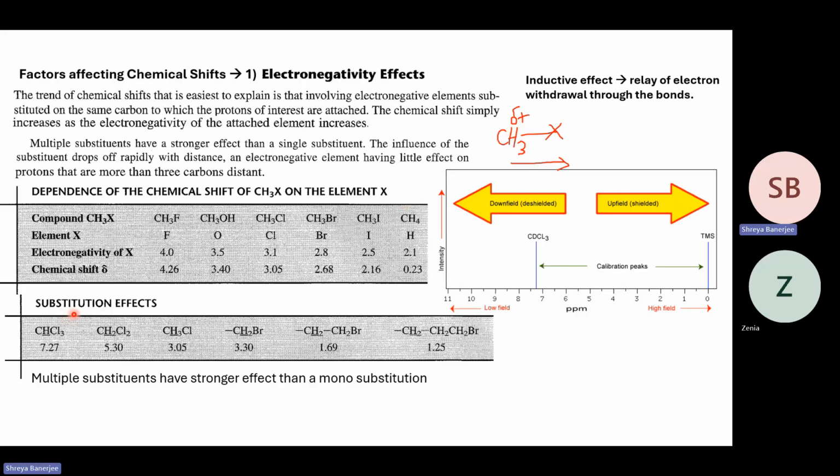Now, if we look at the substitution effects. So suppose you have CHCl3 with 3 chlorine groups attached.